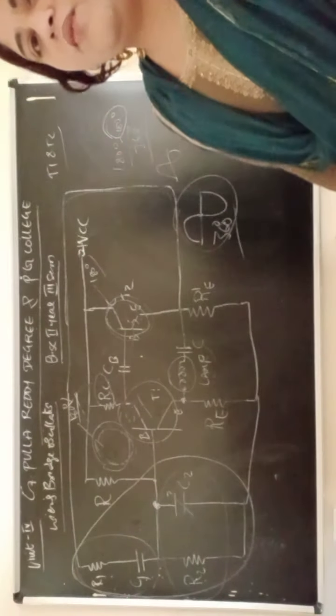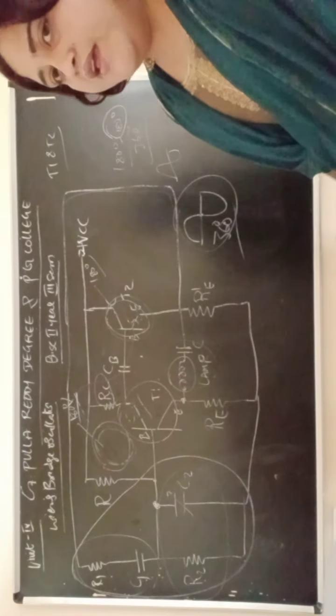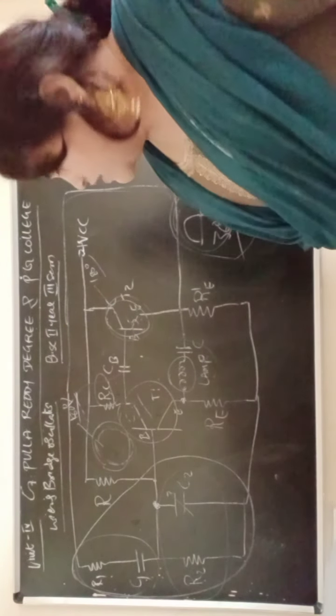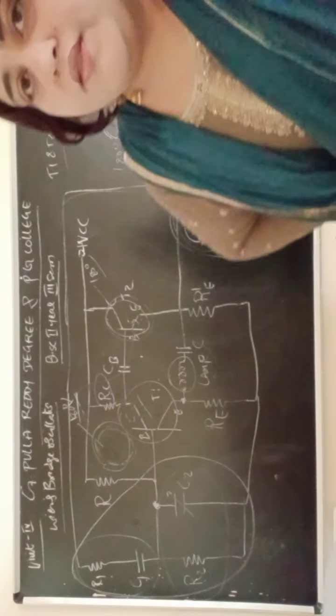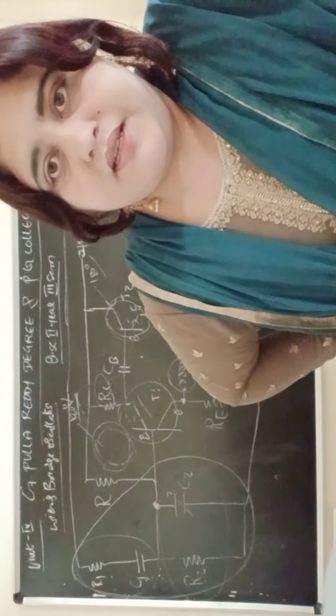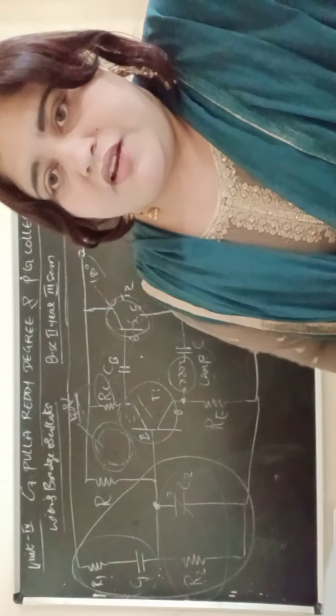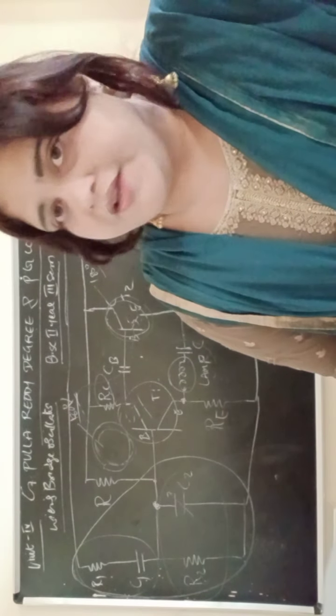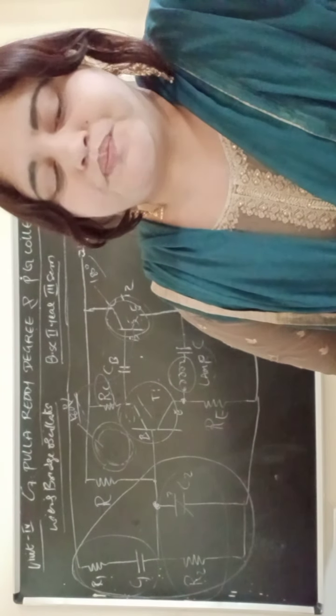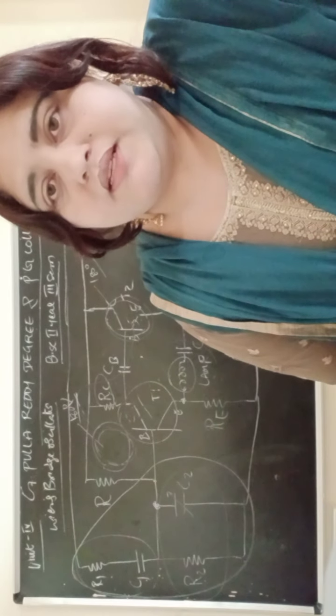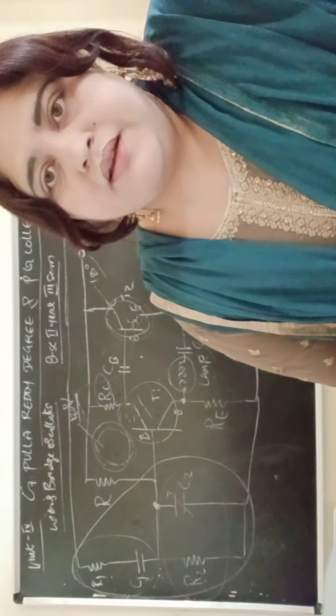Totally the output is how much? 360 degrees. Finally, the output of your Wien bridge oscillator is in the form of a sine wave with 360 degrees. That means the sustained oscillation condition is satisfied. That means it is having 360 degrees output, 180 degrees plus 180 degrees.